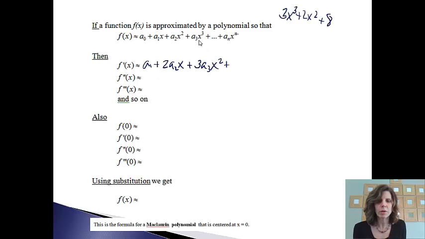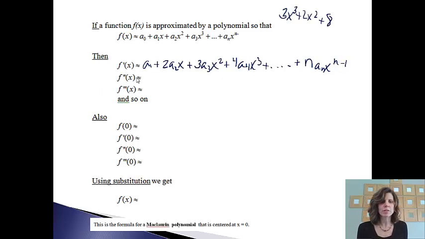I'm going to go one more. If we had a sub 4 x to the fourth, we'd have 4a sub 4 x cubed plus dot dot dot, and if we went all the way out to the end, we'd bump the n out front, so we'd have n a sub n x to the n minus 1. Okay, now let's say we found the derivative again.